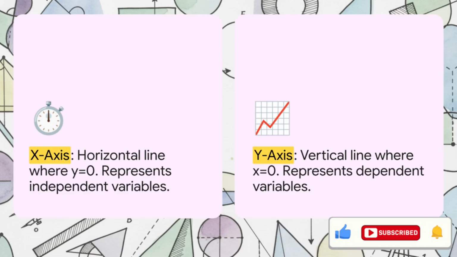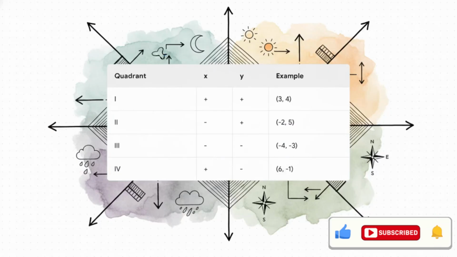In the real world, the x-axis usually represents independent variables. Think things like time or distance. On the flip side, the vertical line is the y-axis. Every point here has an x value of 0. This axis is typically your go-to for dependent variables, like growth, height, or cost. And notice how the signs of the coordinates change depending on where you're hanging out.